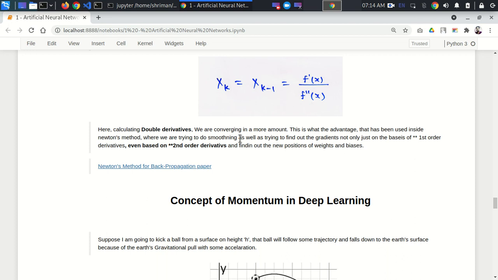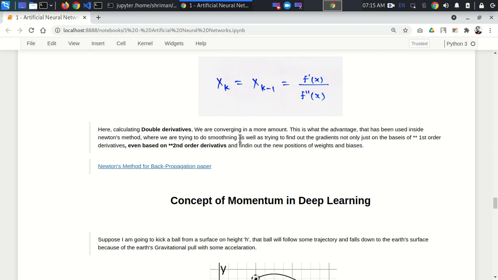So in each and every previous equation we were just calculating first order derivatives, but Newton is saying it is completely fine to calculate first order derivatives, but if we go with second order derivatives, then we will be able to converge more and more, and it will be more suitable for finding the new positions of weights and biases, and I think this will be a very good way.